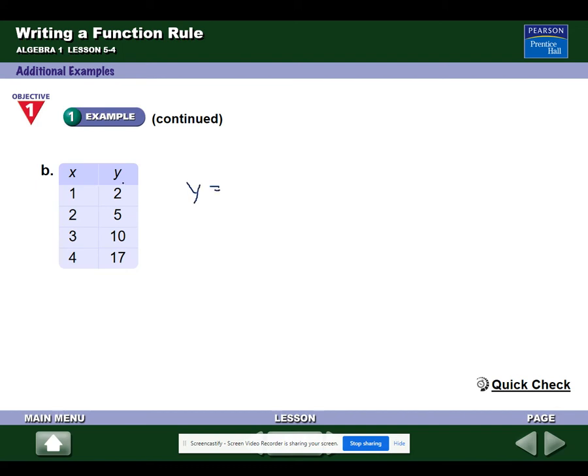So in general then, and now they're giving me y, so I'm going to use y here. y is equal to x squared plus 1. You're taking the x value, squaring it, and adding 1 to get the y value.